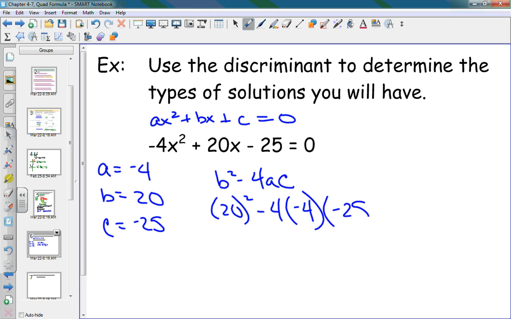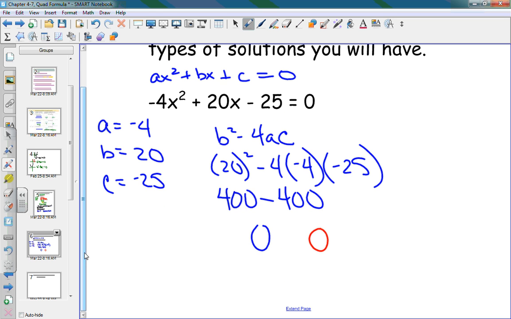B is going to be 20 squared minus 4 times -4, which is a, times c, which is -25. Well, 20 times 20, what's 2 times 2? 4. Tack on 2 zeros, so that gives you 400. Negative times negative times a negative is a negative. And 4 times 25, 4 quarters is $1, so that's 100 times 4, which gives me 400. And 400 minus 400 gives me 0. What is the relationship between 0 and 0? They are equal to one another, so therefore this is going to be a double root.